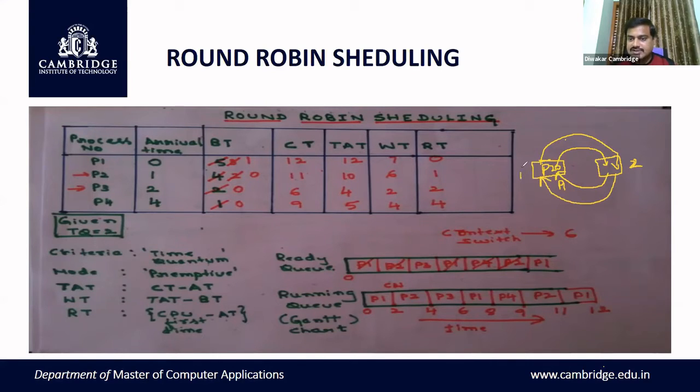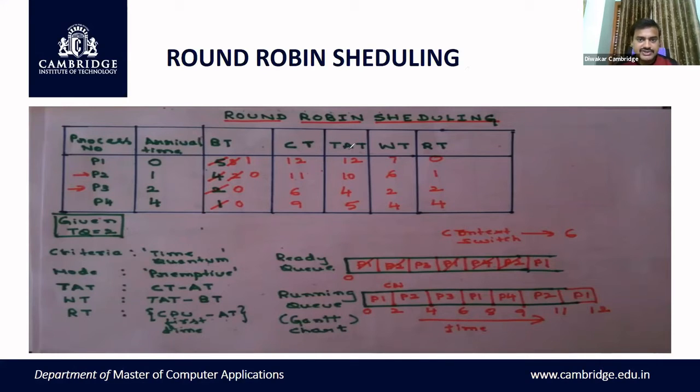Next, another process is there. Think that process P3 is there. The process P3 has only 2 units to execute. So no problem, the CPU will execute these 2 units and the process will be removed. The process P3 will not be sent back to the ready queue, it will be removed. Now what happens here in this round robin scheduling?